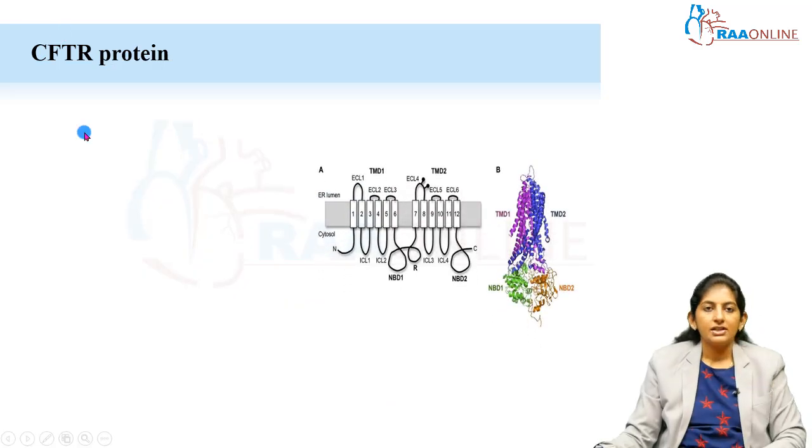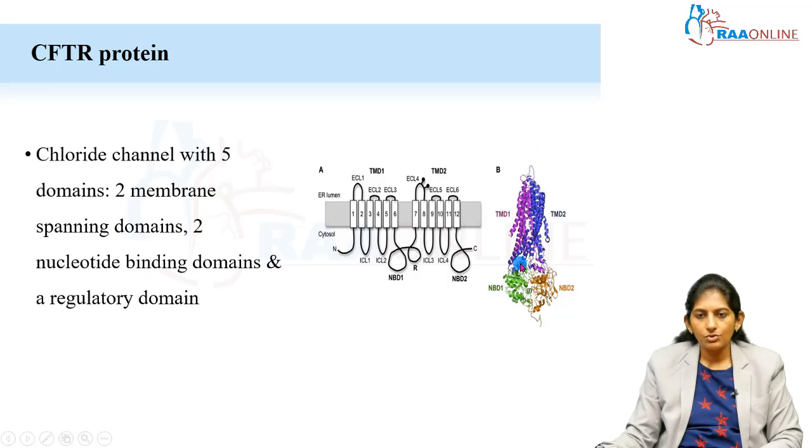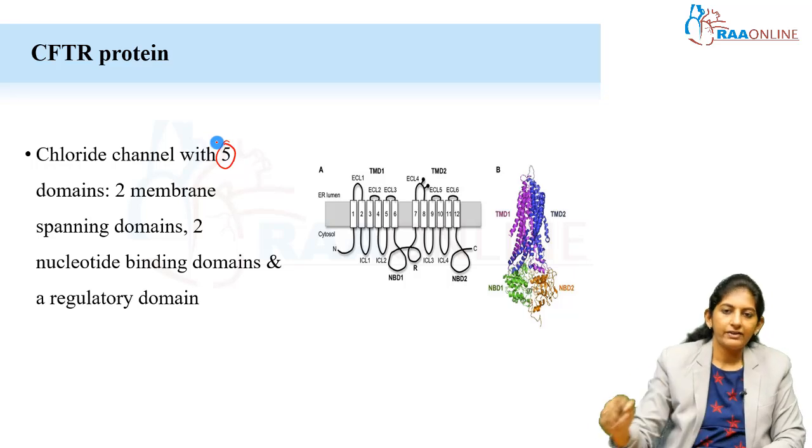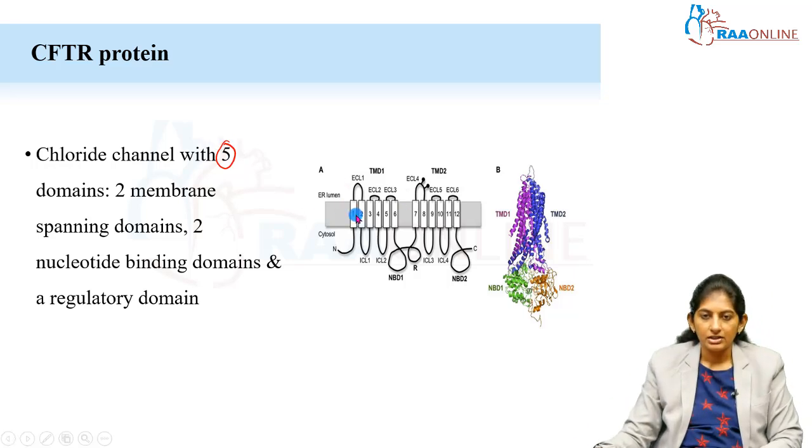So let's move on. So there is the CFTR protein. CFTR is basically a complex protein, and this functions as a chloride channel. As you can see here, there are 5 domains basically. These two, this is one domain. This is a membrane spanning domain. This is also a membrane spanning domain. So basically there are 2 membrane spanning domains. Here you can see this is one nucleotide binding domain. There is another nucleotide binding domain here. So 2 membrane spanning domains, 2 nucleotide binding domains, and 1 R, that is one regulatory domain. So this is the CFTR protein structure.